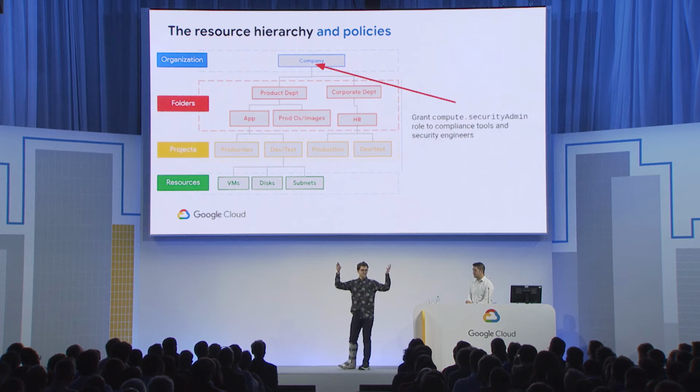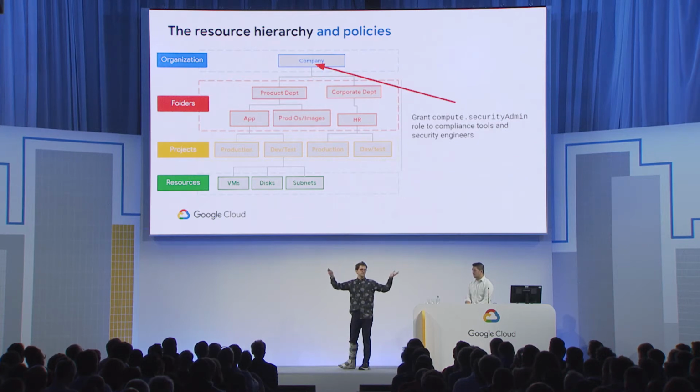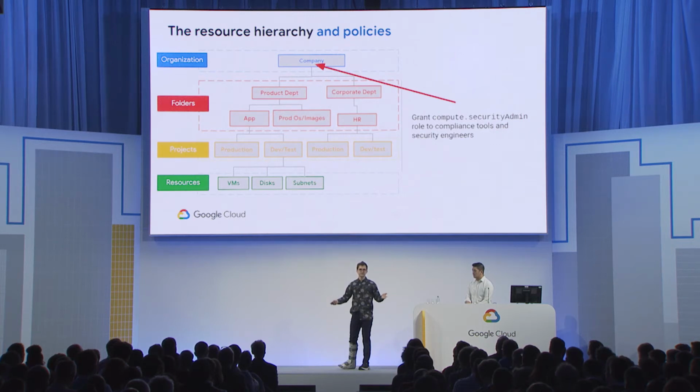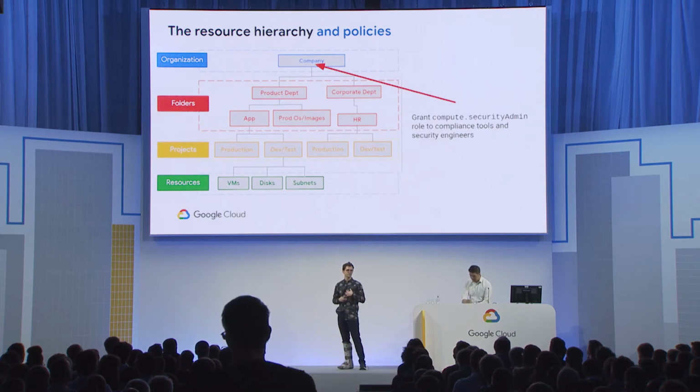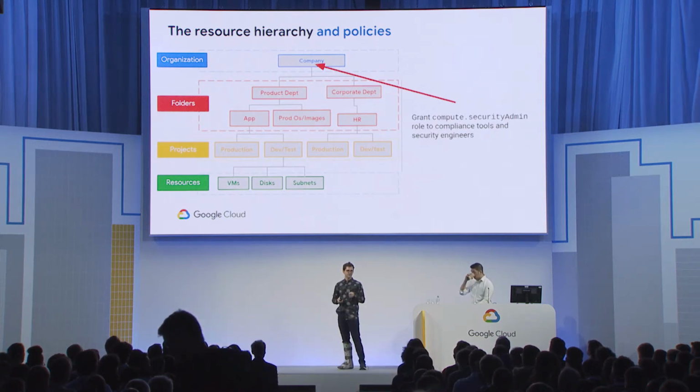So some more examples. Here we can start from the basics. Let's grant access to the organization node to all of our security engineers and our compliance tooling, so that they can go and scan my hierarchy and look for all the resources and figure out if they're compliant or not with my particular security requirements. We have a role here called compute.securityadmin, which gives a set of permissions which allow you to scan particular resources within your compute hierarchy.